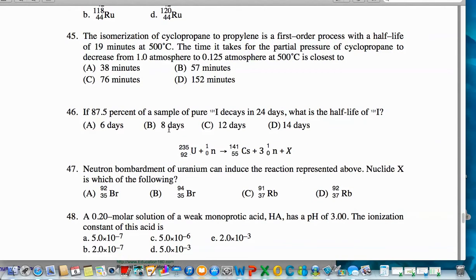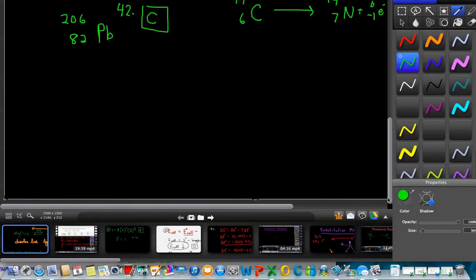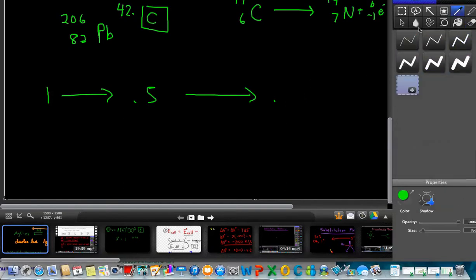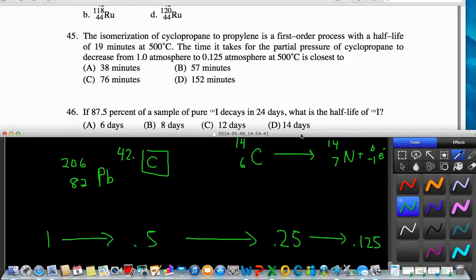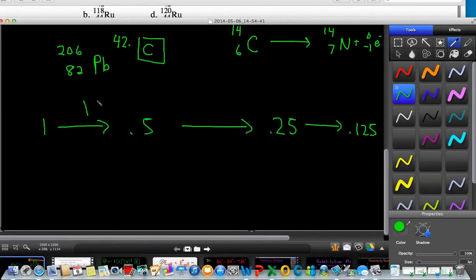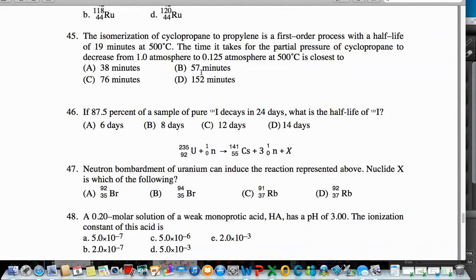If I go from 1 atmosphere to 0.125, notice very carefully, this is not a difficult problem, but most people make it really difficult. If I go from 1 to 0.5 in 1 half-life, then to 0.25 in 2 half-lives, and then to 0.125 in 3 half-lives. Each half-life is 19 minutes. So 19 times 3 will be 57. 57 minutes. That is answer choice B. B is the credited response for number 45.